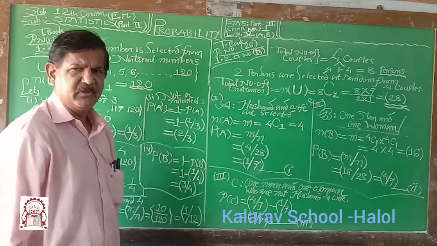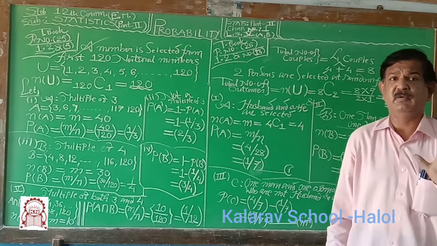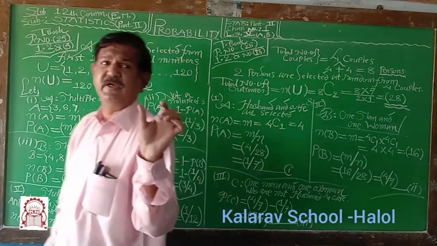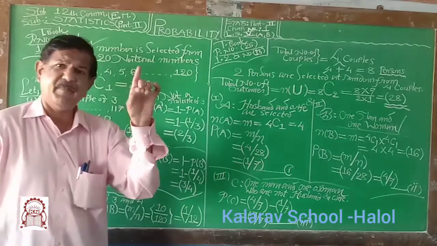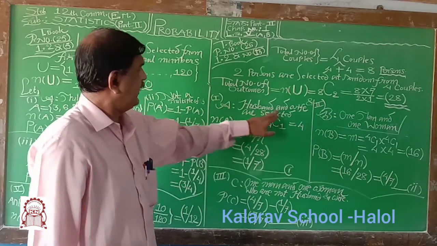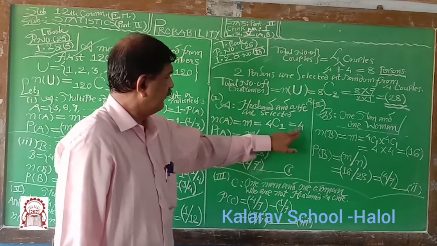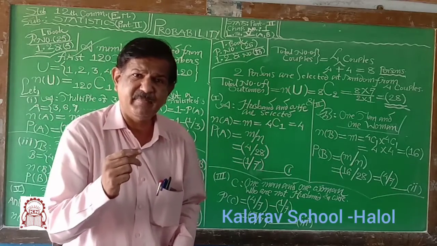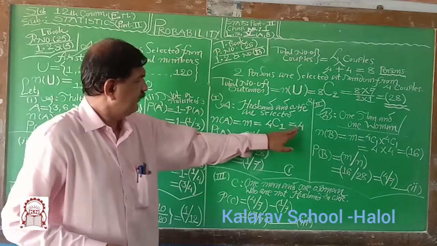There are 3 events. First, a husband and a wife are selected. Husband and wife is a perfect couple. There are 4 couples, a couple means a pair: a husband and a wife. We have to select a husband and a wife, meaning 1 couple is to be selected from the 4 given couples. The number of ways is 4C1. There are 4 couples, and a husband and wife can be selected when a couple is selected. So 4C1 equals 4.